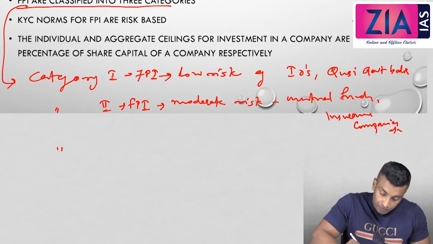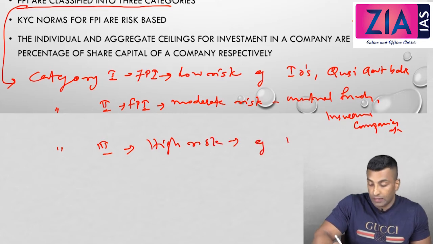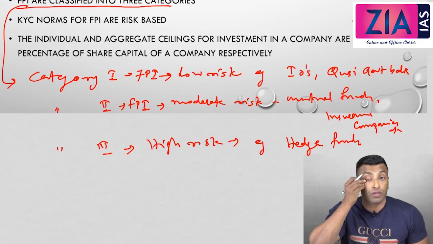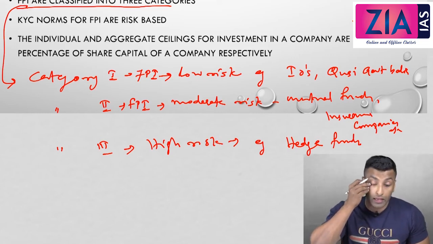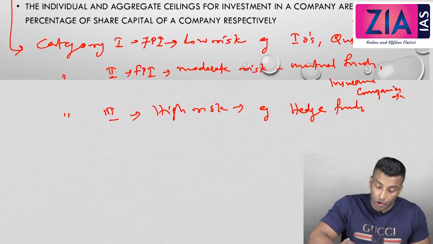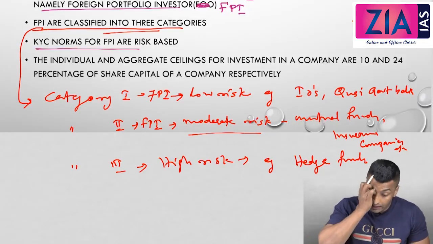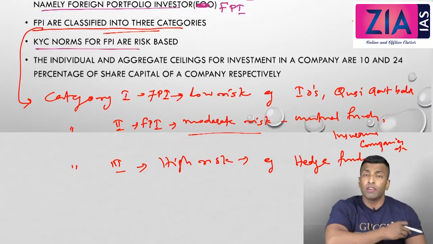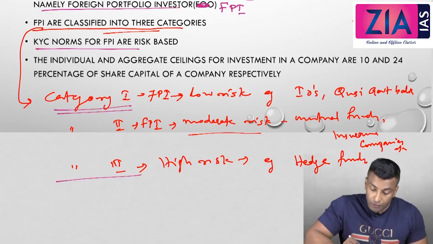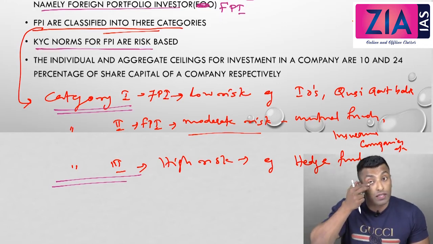Now what about category 3? That is high risk. Examples are hedge funds. We have discussed that in the capital market module already, so I'm not getting into the details of it. So the FPIs are classified into three categories: category 1 low risk, category 2 moderate risk, and category 3 high risk. The next point is KYC norms for FPI are risk based. That means it will be very liberal for category 1, where the risk is very low, and more rigid for category 3, where the risk is more. So KYC norms are on the basis of the risk associated with that particular category.